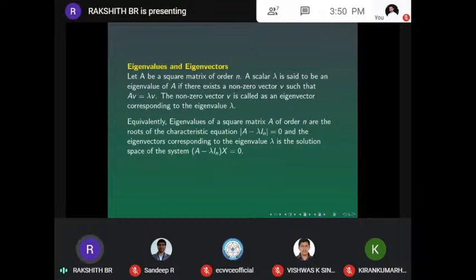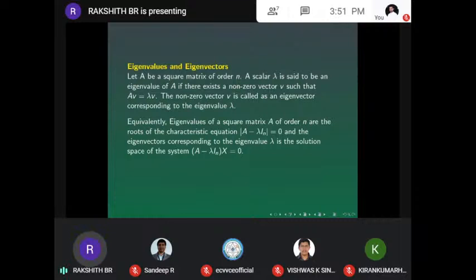So how many eigenvalues does a square matrix of order n have? That's the first question that comes to mind. How many eigenvalues can I find for a given matrix A? From the definition, they simply stand for the roots of the characteristic equation, determinant of A minus lambda I equal to 0. This equation stands for a polynomial of degree n, and hence it can have at most n distinct roots. Therefore, the number of eigenvalues associated with the square matrix A is n.